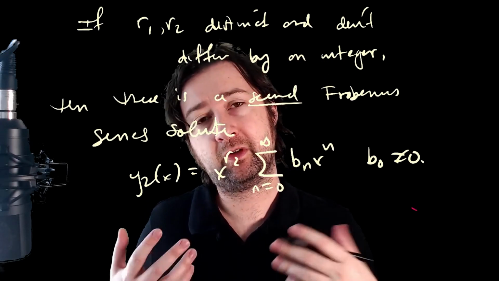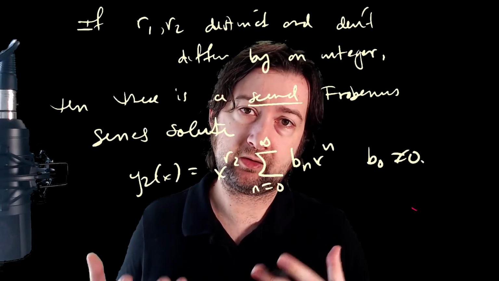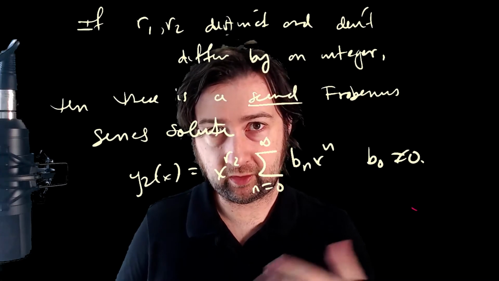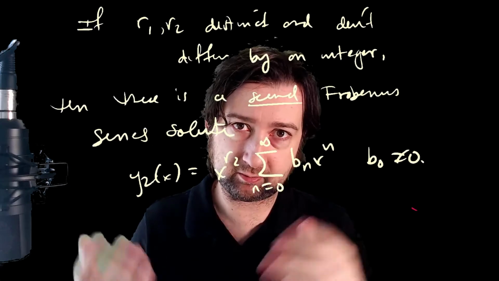Part of the reason why, if they're the same, we don't get two different Frobenius series is that we don't get series that are linearly independent. If x to the r1 and x to the r2 are the same thing, then it turns out to be the case that they're constant multiples of each other.